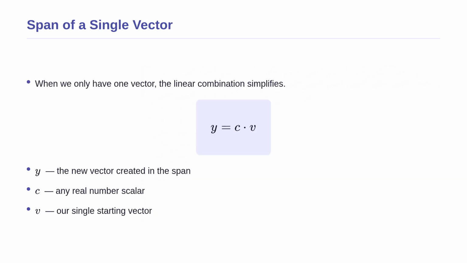Now that we have seen a two-dimensional span, let us scale things back and find the linear span of a single non-zero vector. We want to know what geometric shape is formed by all possible linear combinations of just one vector. Since we only have one vector, a linear combination simply means multiplying this single vector by any real number scalar, which we will call c. The new vector y is created by multiplying our starting vector v by the scalar number c. Let us see what happens as we change the value of c in a concrete example.